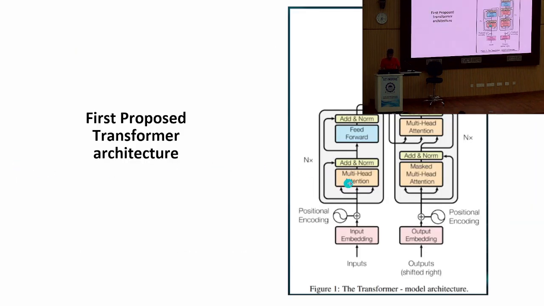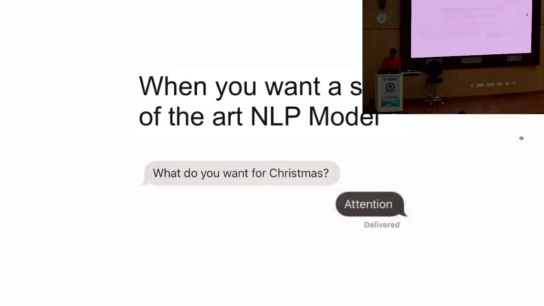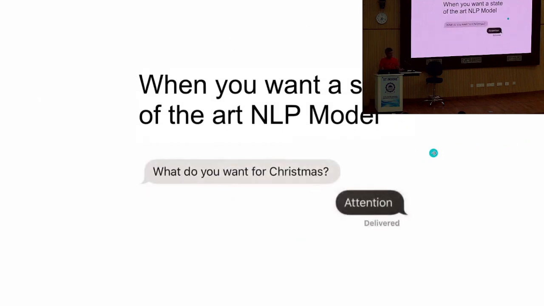So here you can see multi-head attention. This multi-head attention calculates the attention values. There are multiple heads, so they calculate different attention values, and it will take the average value of all the attention values. There can be a number of heads in the transformer. Once you take the average, you get better attention values. So using that attention layer, it will calculate the attention matrix, now you got the point. So when you want a state of the art NLP model, what do you want for Christmas? You want attention.